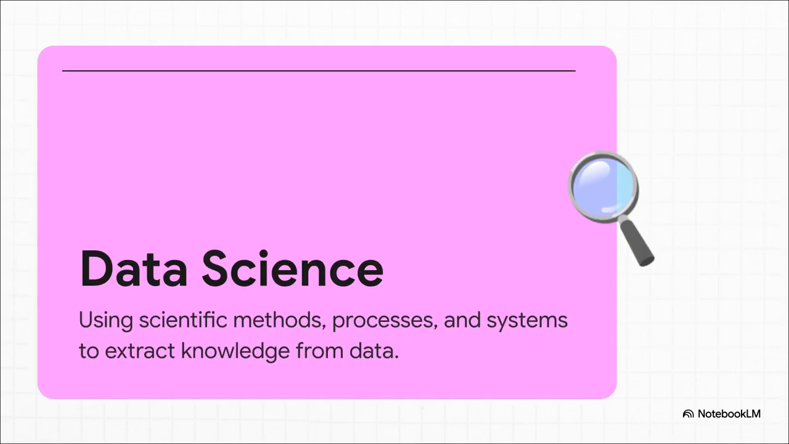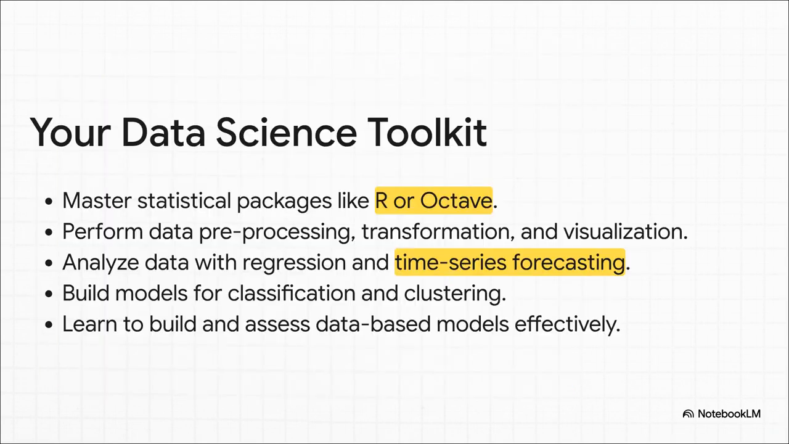Okay, next up in your core training is data science. Now, if machine learning is about teaching the computer how to think, data science is the whole process of finding, cleaning, and organizing the information so the computer has something good to think about. It's how we turn messy, raw data into actual, useful knowledge. And this course gives you that powerful hands-on toolkit.